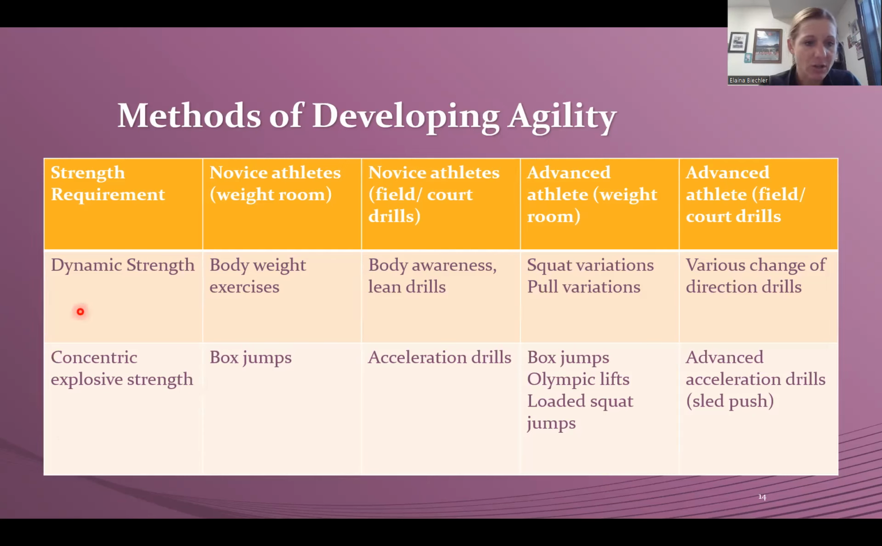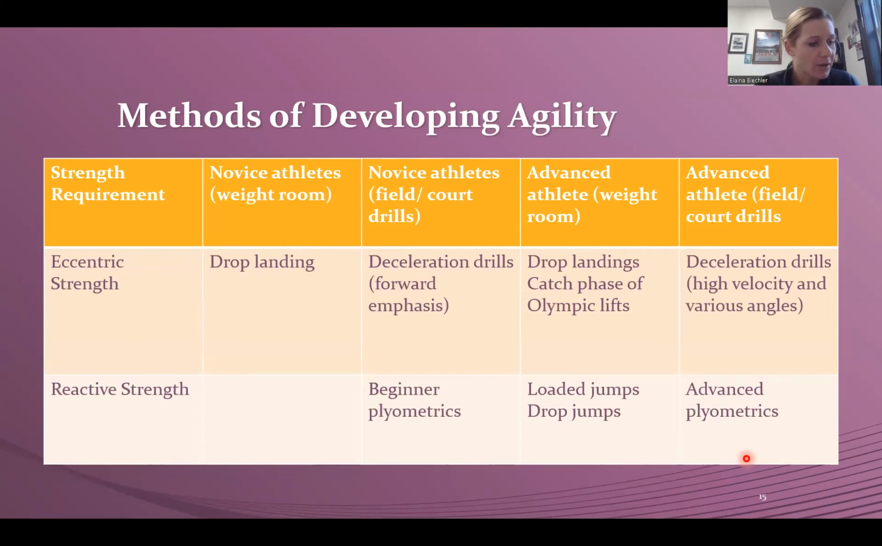So when we think about concentric explosive strength, we're talking about that re-acceleration after I stop and I'm ready to go again. Novice athletes, let's do some box jumps. Our advanced athletes can also do that. Our advanced athletes are also going to do Olympic lifts or maybe some loaded squat jumps of some sort to create that re-acceleration. In the field or on the court, we can do different acceleration drills. And again, we'll talk about those when we actually do those in class. For our advanced athletes, they can still start with those acceleration drills that we would use for novice, but we can also do advanced acceleration drills such as a sled push or something along those lines.